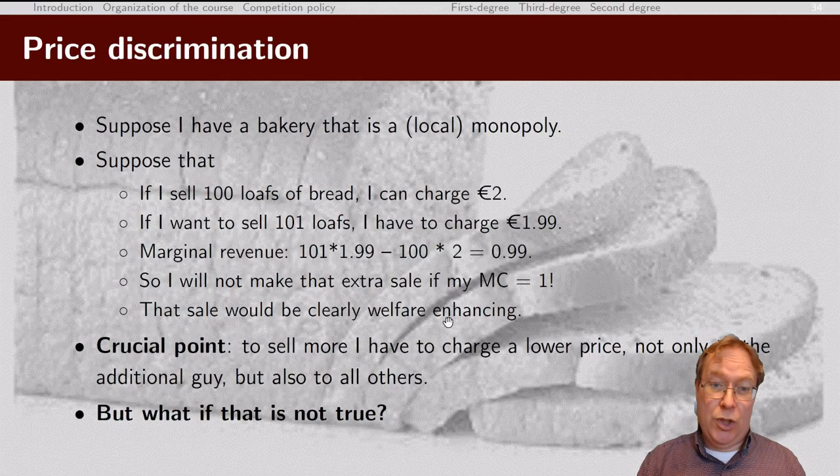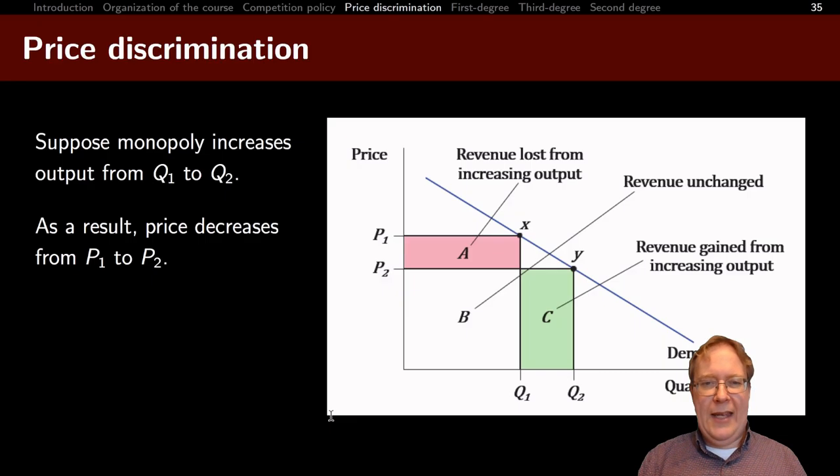So to sell more, I have to charge a lower price, not only to the additional guy, but also to all others. So that causes this problem of inefficiency. Okay, but what if that is not true? So, first of all, this is how your first-year book explains that, and that boils down to the same thing I did on the previous slide, right?